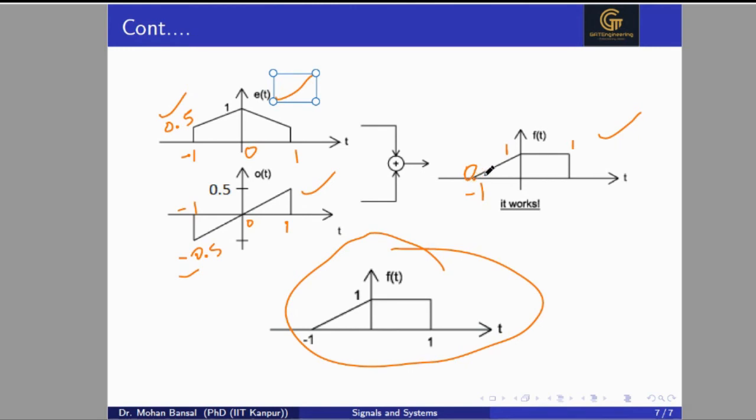Now join all of them. It starts from -1, moves to 0, and 0 to 1. Now you can check that for -1 we have 0, for 0 we have 1, for time t equal to 1 we have 1. So this property is satisfying our original signal. So we can conclude that our even signal and odd signal both are correct.